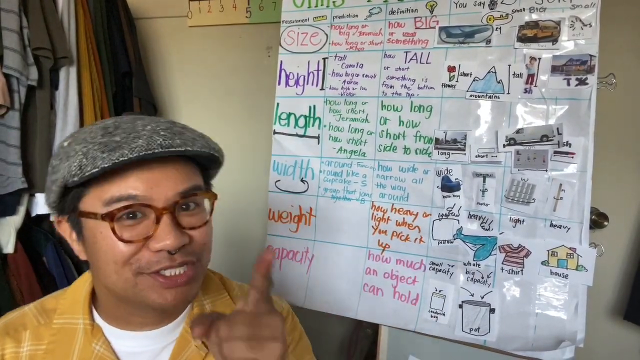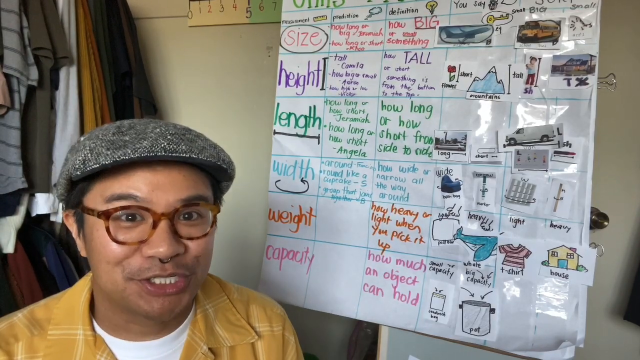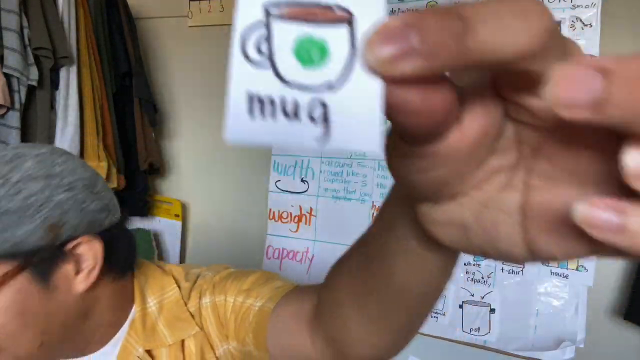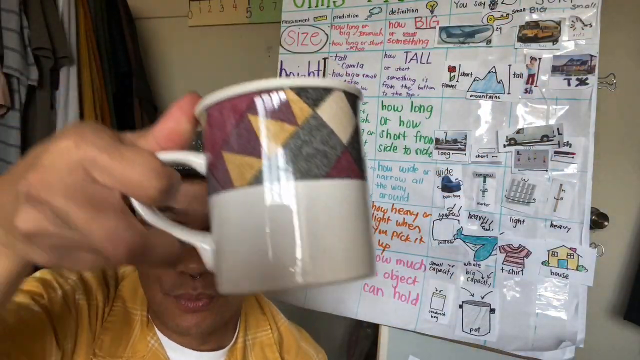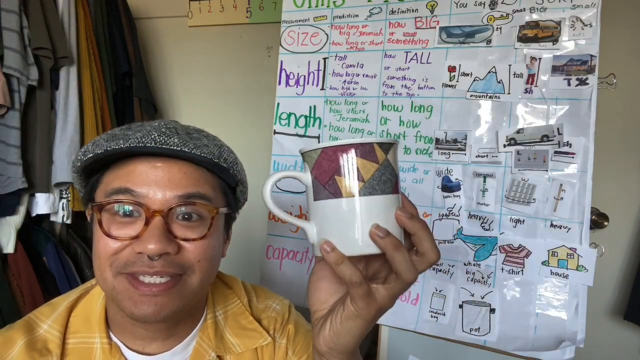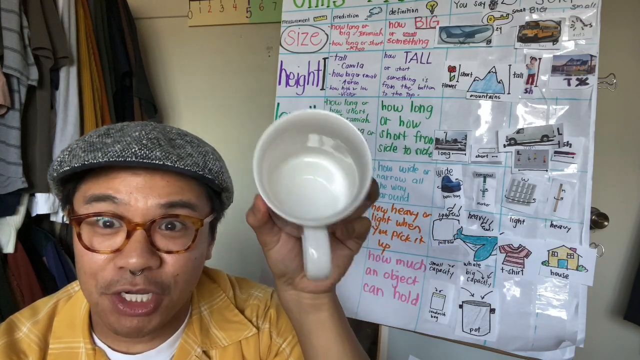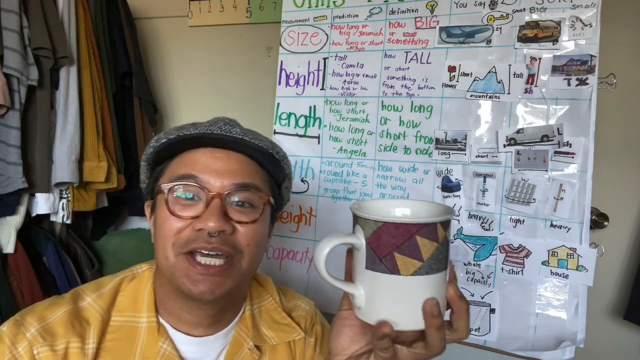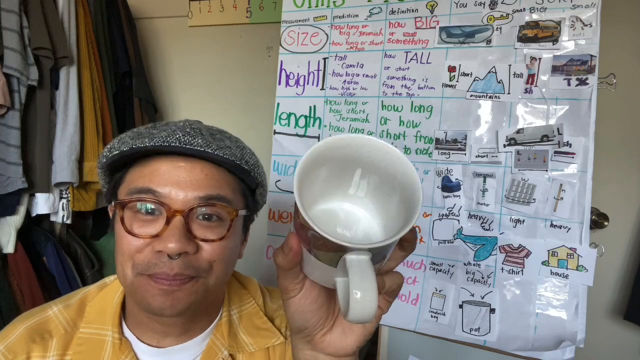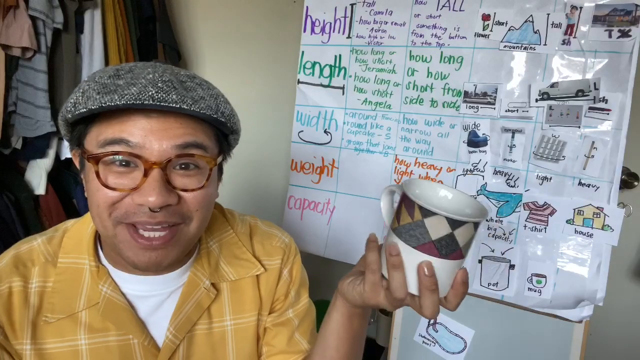Now it's your turn to figure out the capacity of these next objects I'm going to introduce. My first object is a picture of a mug. Here's a real mug. What do you think the capacity of this mug is? Remember, capacity means how much something can hold. So inside, how much can this mug hold? Go ahead and tell your families what the capacity of this mug is just by looking at it. You can pause it right here and tell your families. What's the capacity of this mug?